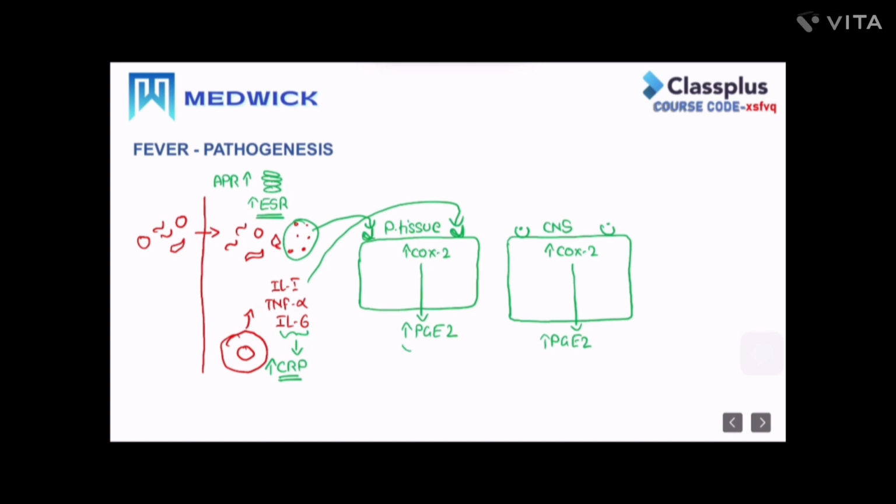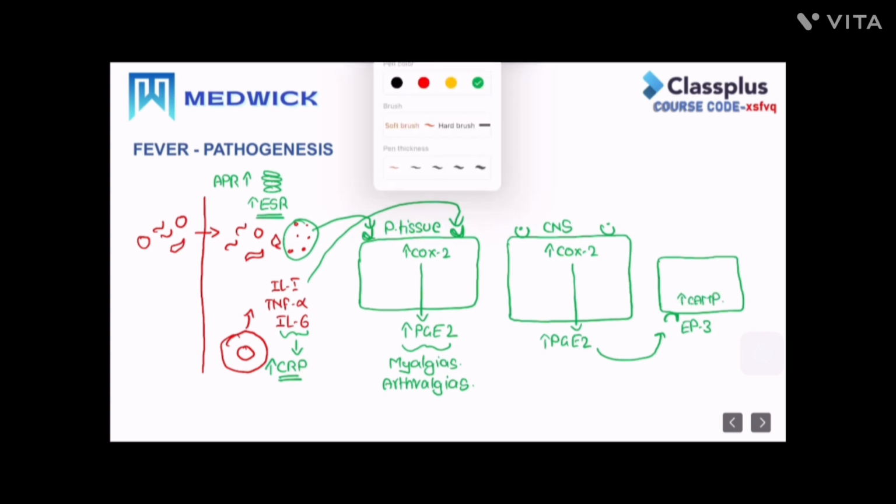In peripheral tissue, this increased prostaglandin levels will cause myalgias and arthralgias, which are very non-specific symptoms and are almost present in most of the cases with fever. In the central nervous system, this prostaglandin E2 will go to the hypothalamus, and its receptor is EP3, which will lead to increased cyclic AMP levels in the hypothalamus.